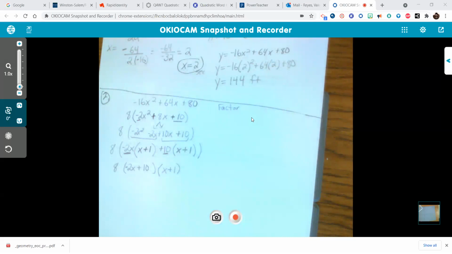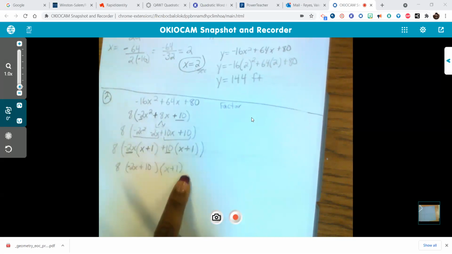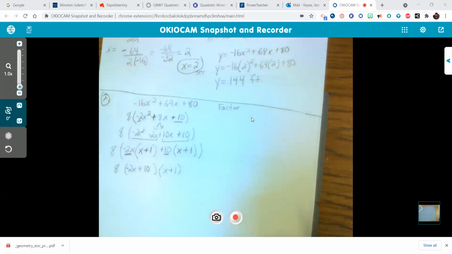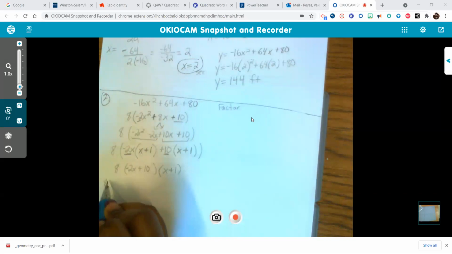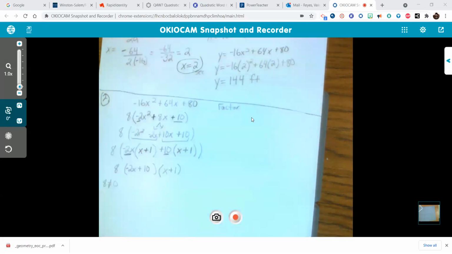Okay, so now look at this. Now what you're going to do is set each of these factors equal to 0. Okay, so you're going to set them each equal to 0. This is 8 equal to 0, not true. So don't even worry about that. That's just formality. Don't worry about it.